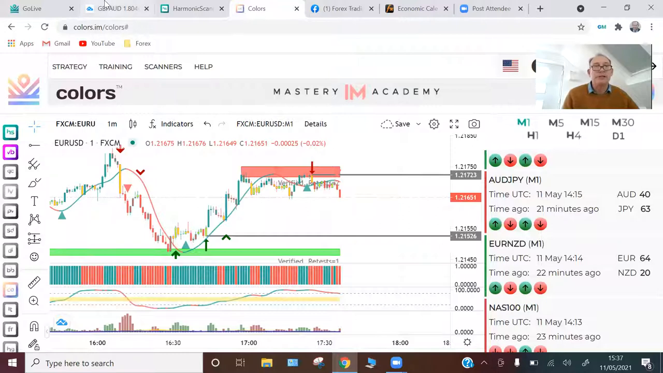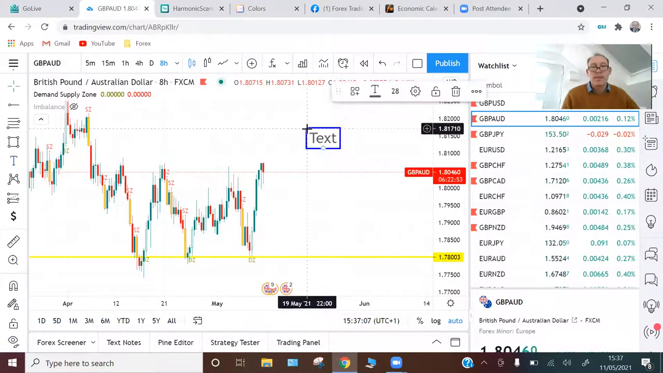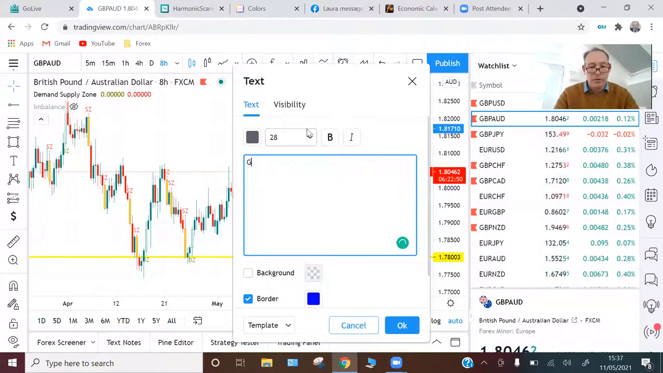So what we did was, on Great British Pound, Canadian dollar, Great British Pound, AUD, did 10 pips. I did 10 pips. It was, let's put it, it was 4 minutes.